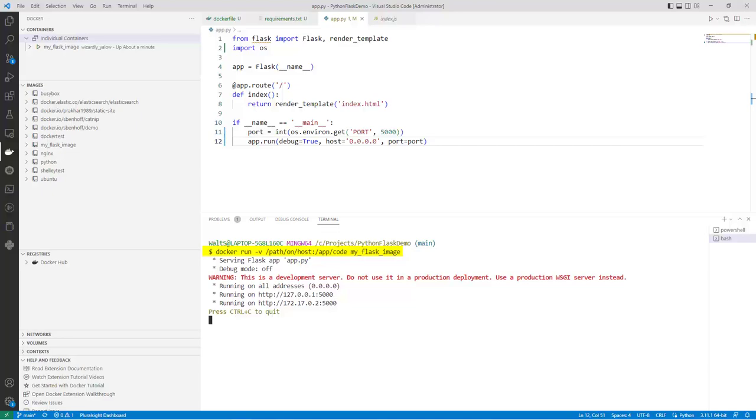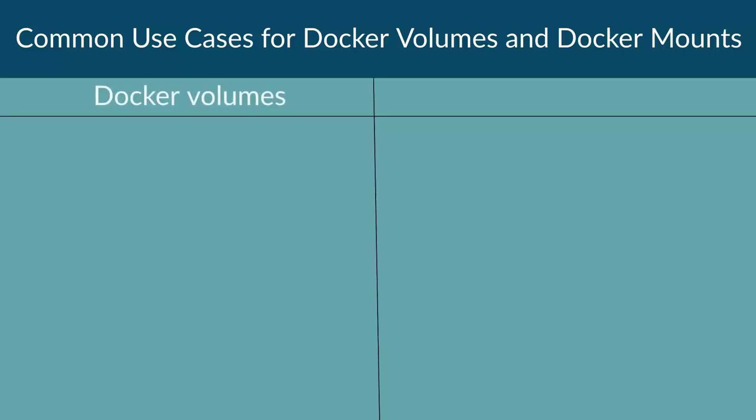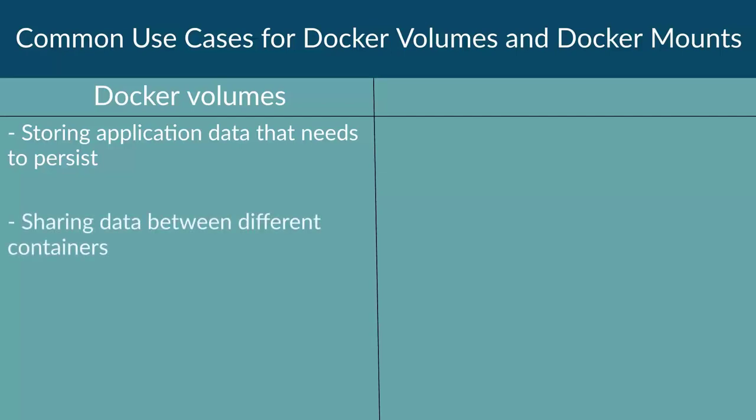Now that you know the differences between Docker volumes and mounts, let's look at some common use cases for each. Use cases for Docker volumes include storing application data that needs to persist even if the container is destroyed or recreated, sharing data between different containers, and backing up data.